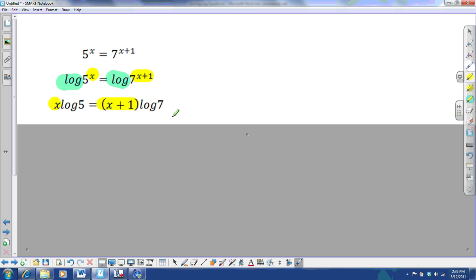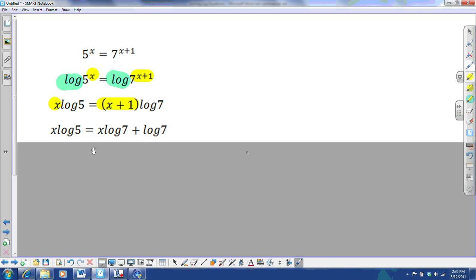Now, the log of 5 and the log of 7 are just constants. It's just like if you had a 5 there, if you had a 7 there, what would you do next? Well, we'd have to use the distributive property over here on the right side. Because remember, what we're trying to do is get x by itself. So when I use the distributive property, I get x times the log of 5 equals x times the log of 7 plus 1 times the log of 7, or just the log of 7. Now, just like a regular equation, I need to get the 2 pieces that have x over on the same side together. So I'm going to subtract x log of 7 from both sides.